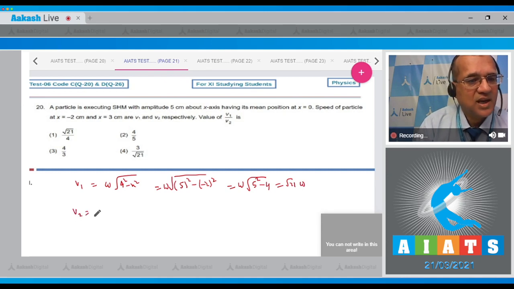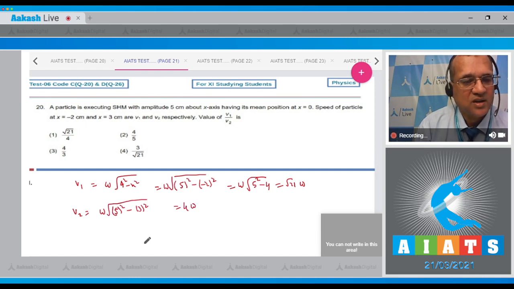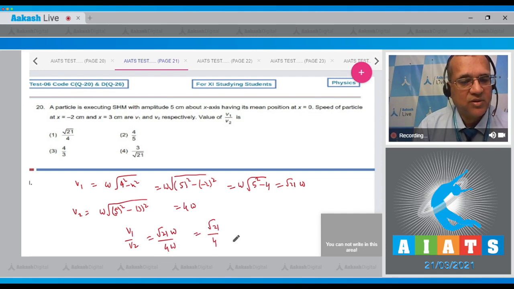And what is the speed at the second point? Where x is equal to 3, this is omega root of a square minus x square, that is 5 square minus 3 square, which is equal to 4 omega. Therefore, the magnitude ratio v1 by v2 is root 21 omega divided by 4 omega, which is equal to root 21 divided by 4. The first option is root 21 by 4, so the correct option is 1.